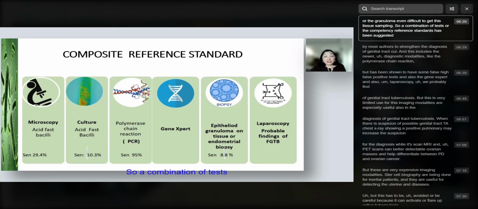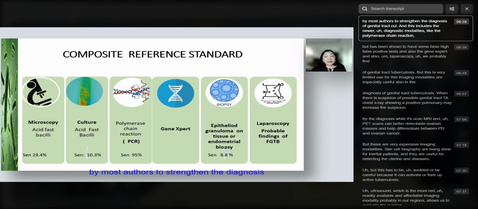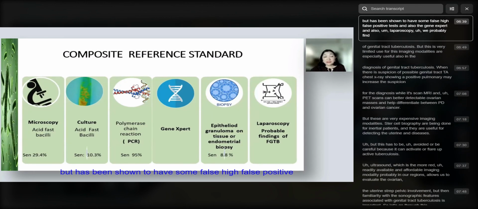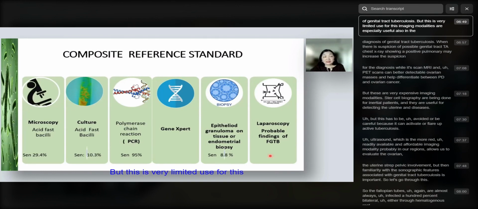So a combination of tests or the composite reference standards has been suggested by most authors to strengthen the diagnosis of female genital tract tuberculosis, and this includes the newer diagnostic modalities like the polymerase chain reaction, but has been shown to have some high false positive tests, and also the GeneXpert, and also laparoscopy with probable findings of genital tract tuberculosis, but this has very limited use for this.